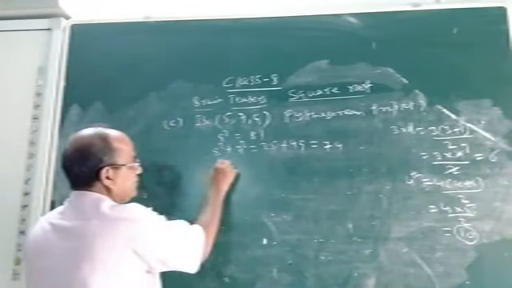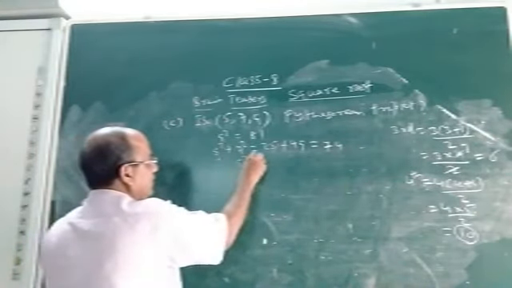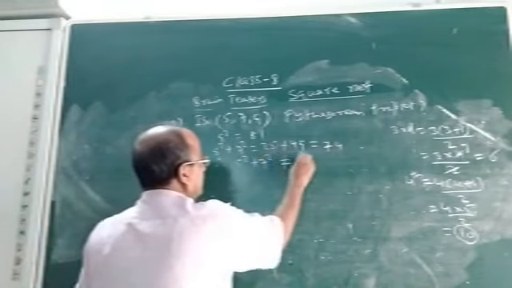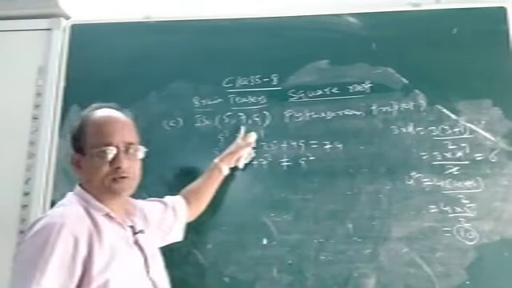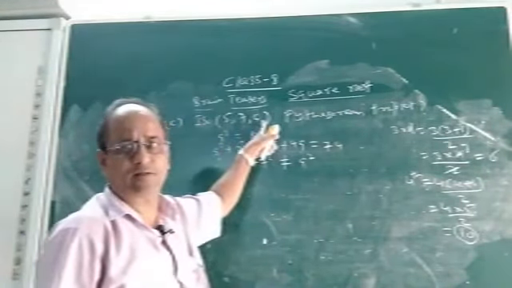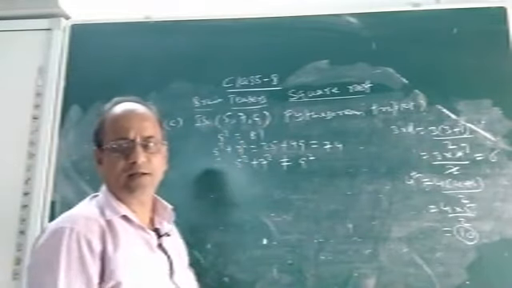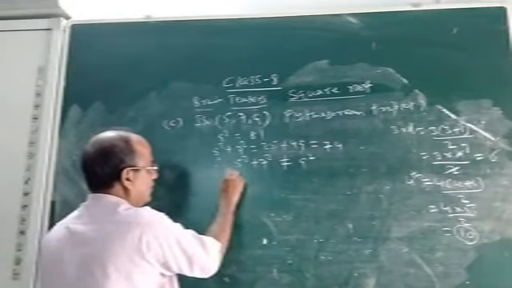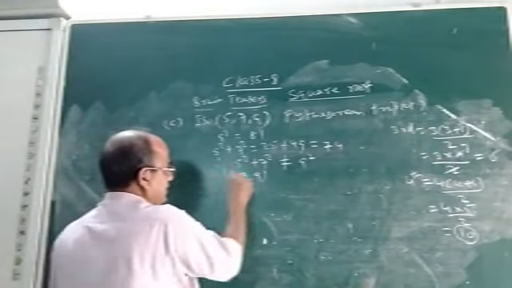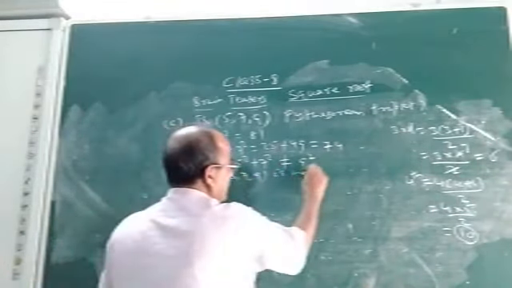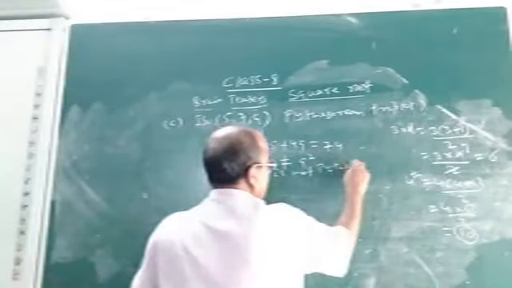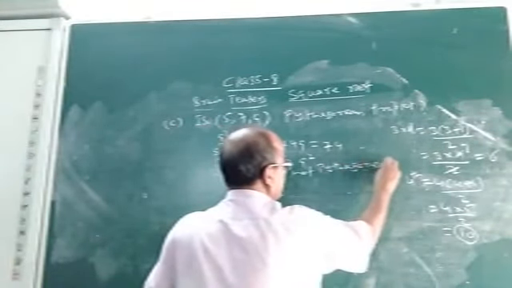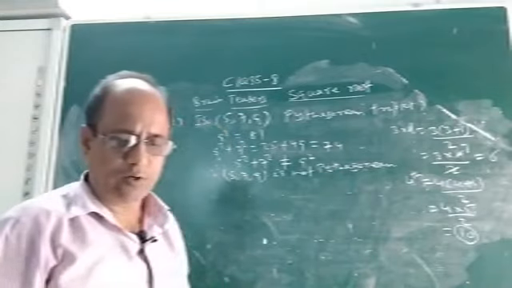So what did we see? We saw that 5 square plus 7 square is not equal to 9 square. The sum of the squares of these two numbers is not equal to the square of the greater number. So clearly the triplet is not Pythagorean. Therefore we will conclude that 5, 7, 9 is not Pythagorean. Okay, so in this way you will do.